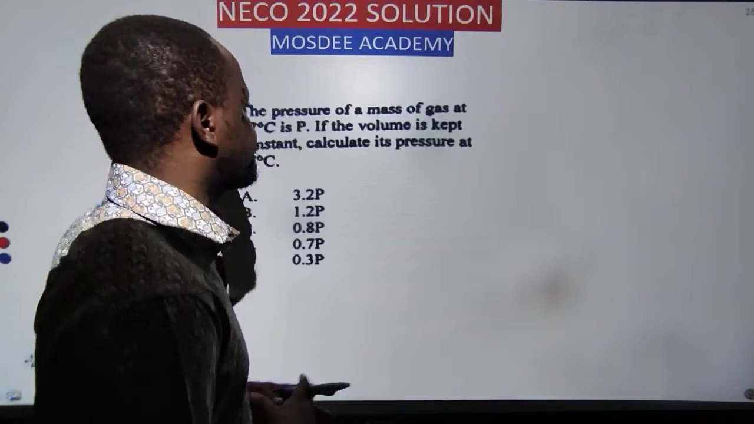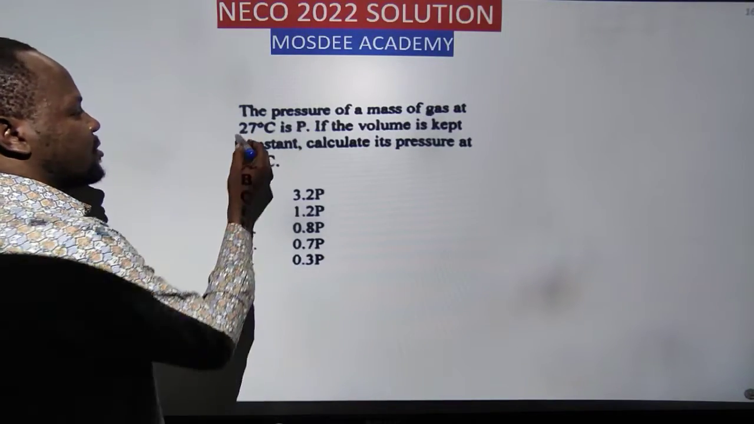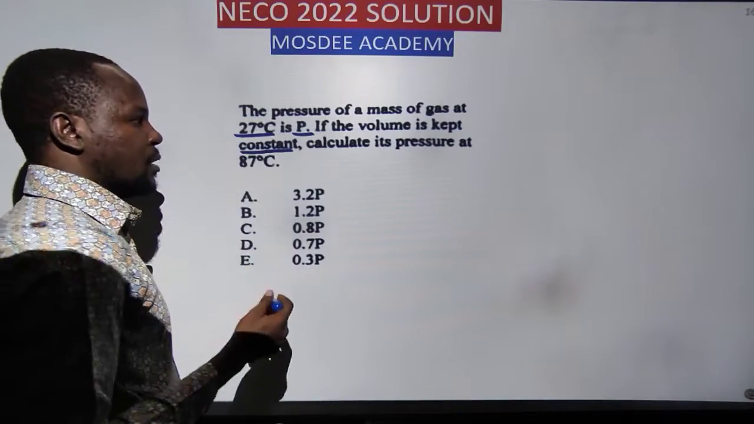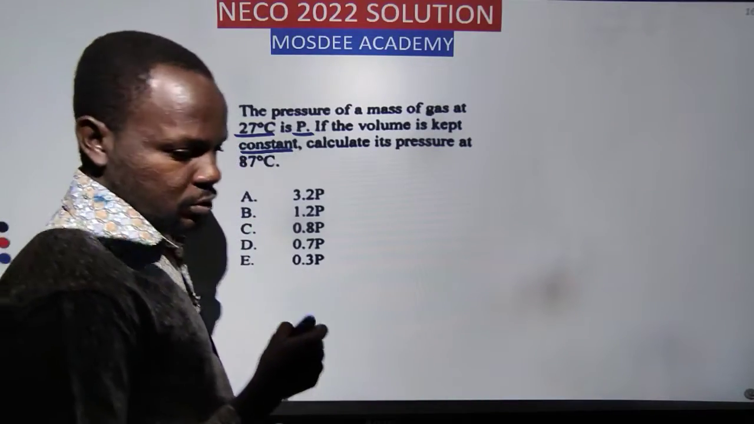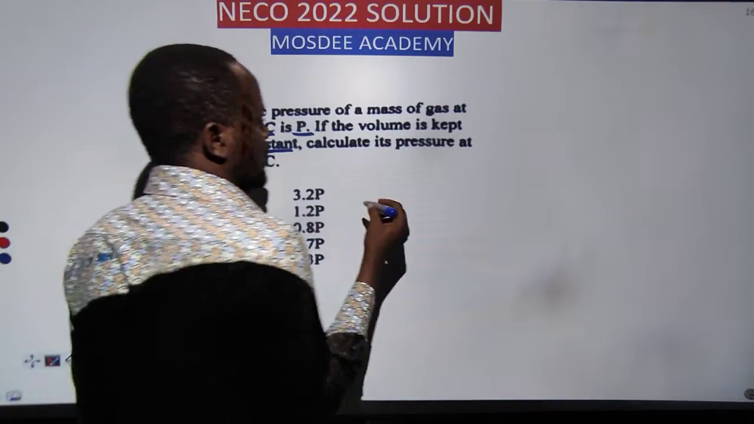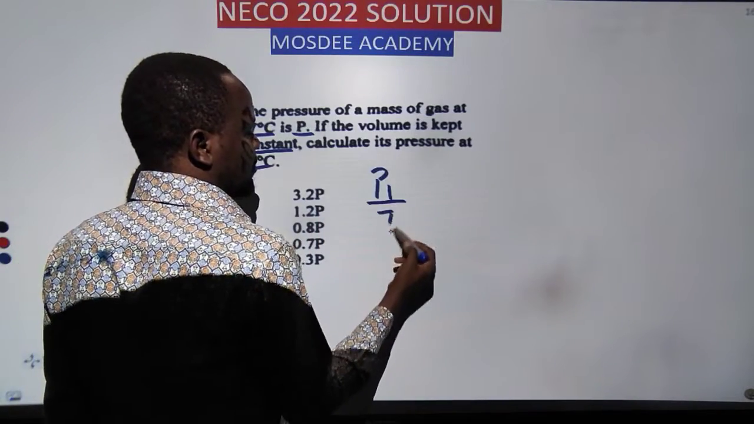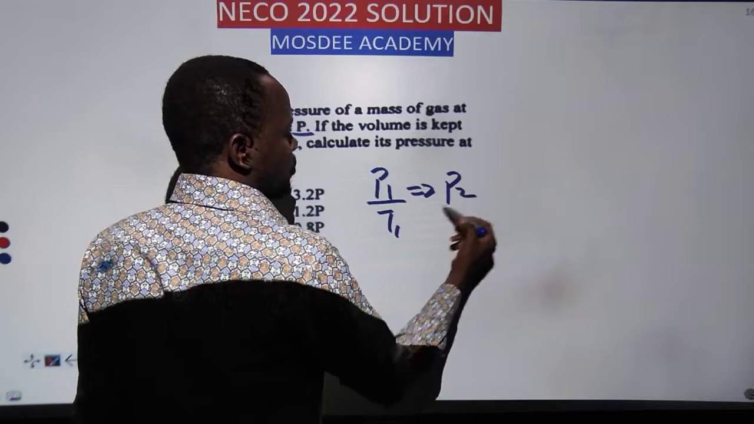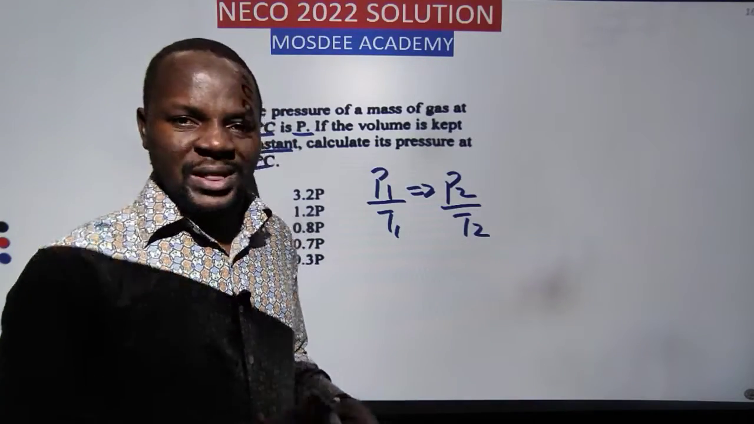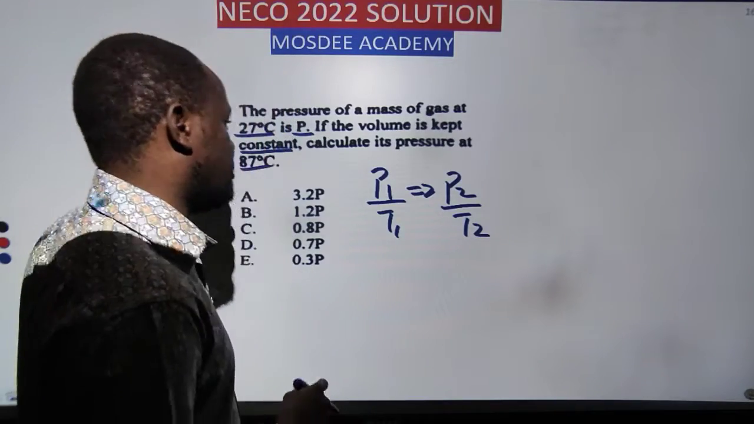Next question. Thank you, guys. The pressure of a mass of gas at 27 degrees Celsius is P. The volume is kept constant. When volume is kept constant, we call it what? Isochoric. Now, isochoric, that is P1 over T1, pressure law, equals P2 over T2. When pressure is kept constant, isobaric. When temperature is kept constant, isothermal. Please note this. All these things are very, very important.